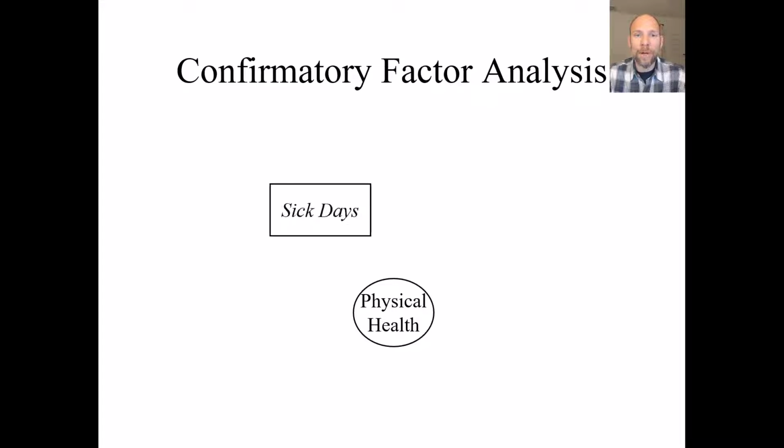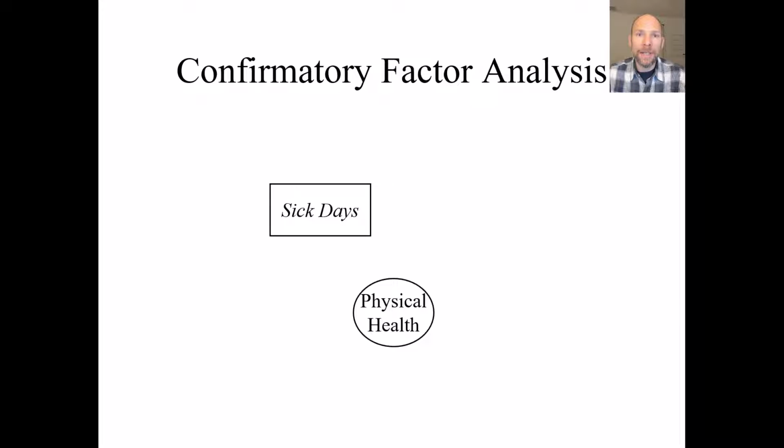For example, one indicator or observed variable for this latent variable physical health may be the number of sick days in a given year or whatever time period. We could ask a person to rate or estimate how many days they were sick in the past year, or there might be some medical record available somewhere. And so this could be one indicator of physical health.